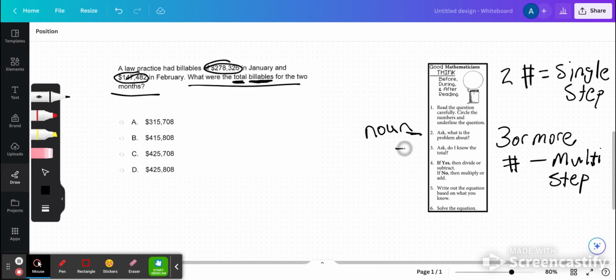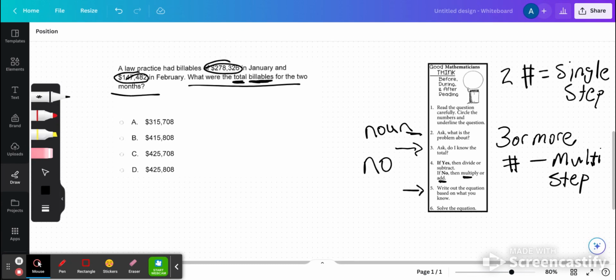And now we need to ask, do we know the total amount of money they have? And the answer to that question is going to be no, we don't know the total. Okay. We know they made some money in January, they made some money in February, but we do not know what the total is for both months. So if it's no, that's going to be a combining problem. So we're either going to be multiplying or adding. Now, in this case, we're going to be adding because these are two different numbers. If it was the same number over and over and over, then that would be a clue that it's going to be multiplication.